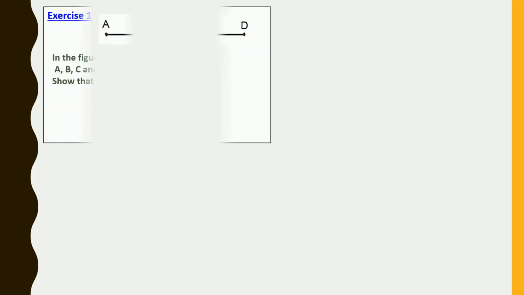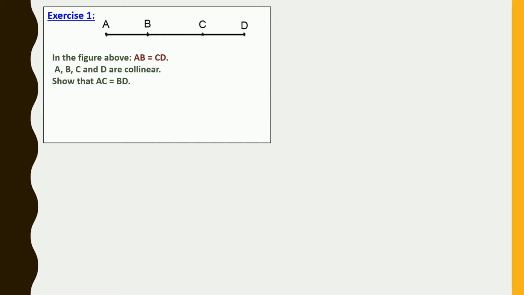Welcome back, students. In this part 7, we are going to solve exercises about the transitive property and other properties that we learned earlier. Let's start with exercise 1.